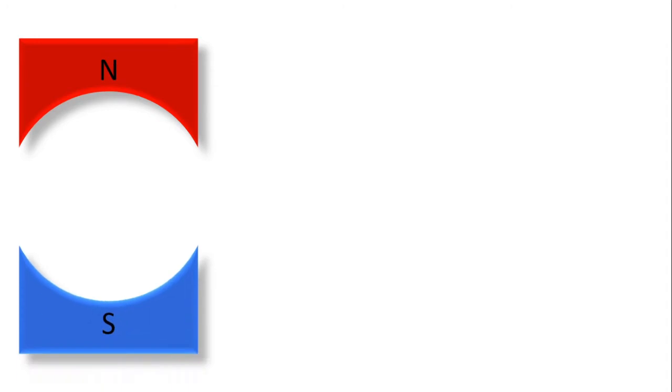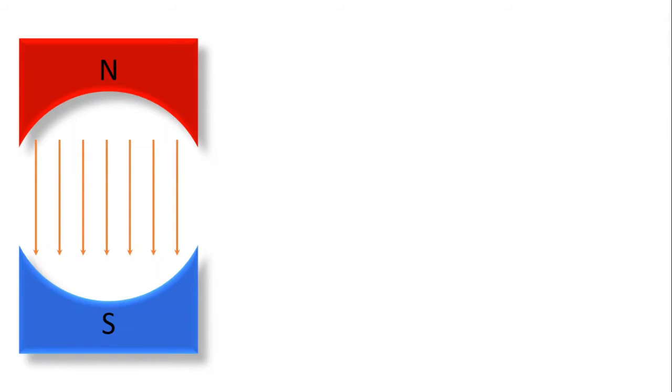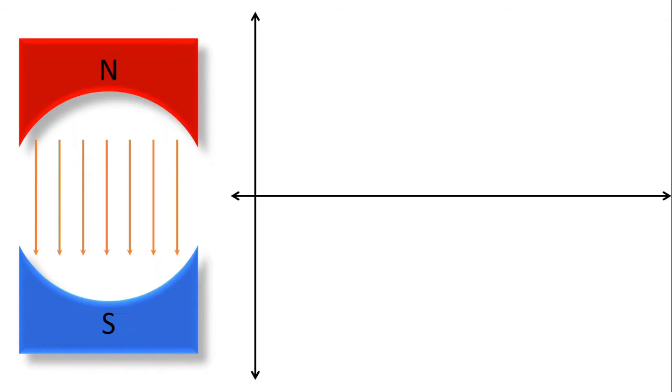Here we have two poles, N pole and S pole. When we have two poles N and S, there is a magnetic field from N towards S. So in this magnetic field we will place a conductor, and on the right hand side here we will observe the waveform of induced EMF. Let's place a conductor.